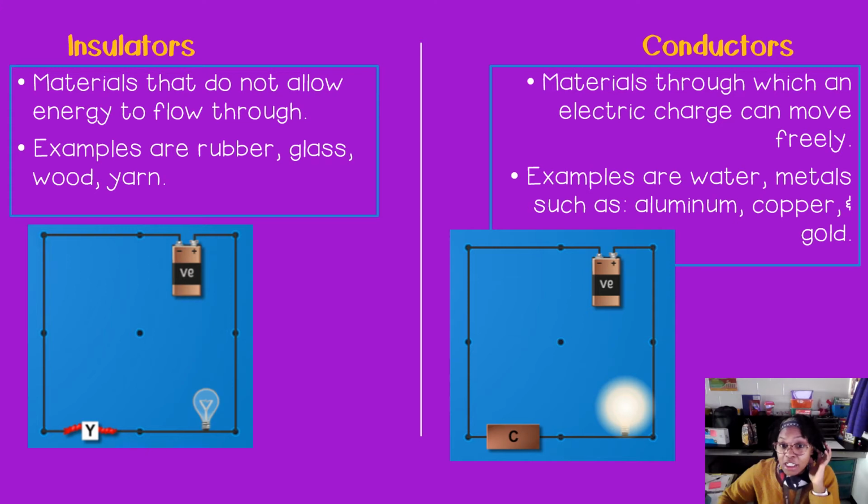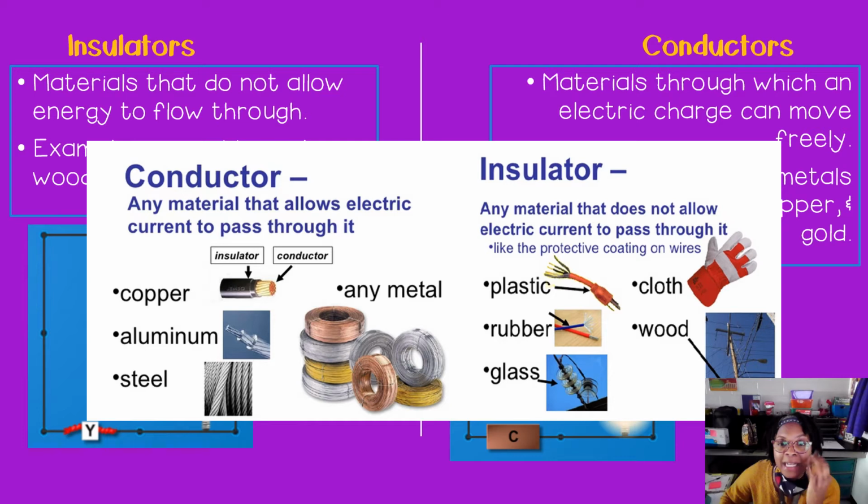So you see in our circuit here, we have our battery, we have our light bulb, we have our wires, and then instead of using yarn, I used a little copper bar. And we can see that our light bulb is shining ever so brightly, which makes sense because copper is an example of a conductor. So that electrical energy is able to flow through and pass through that bar of copper, okay? So on this picture, we have some more examples of conductors.